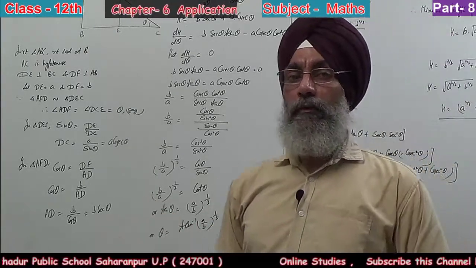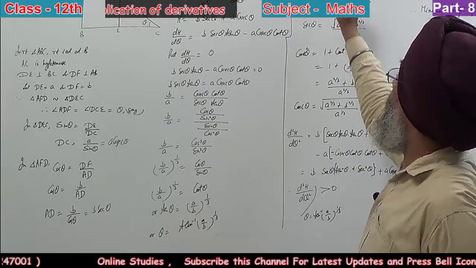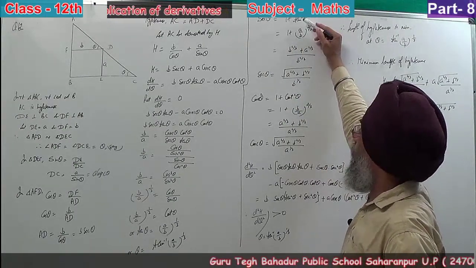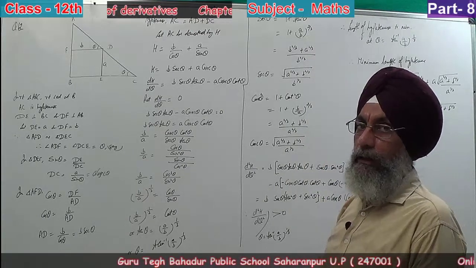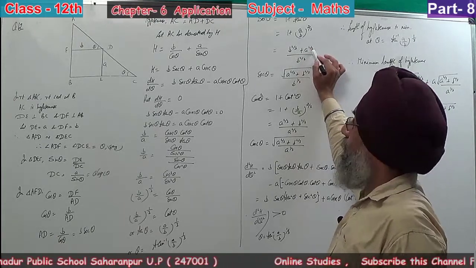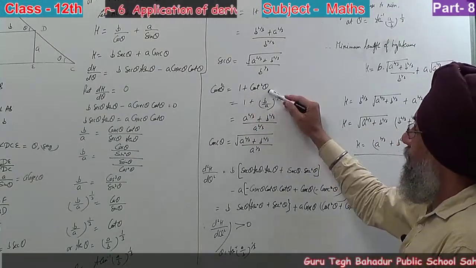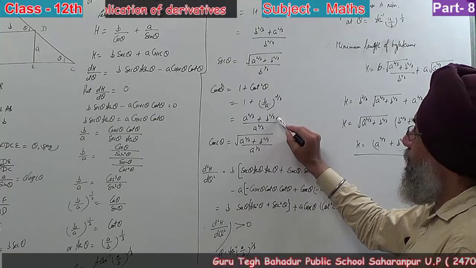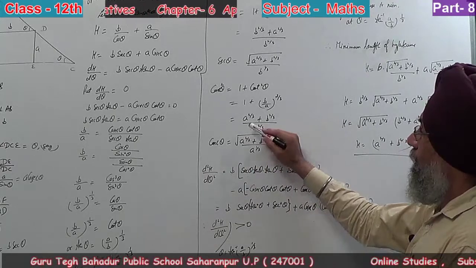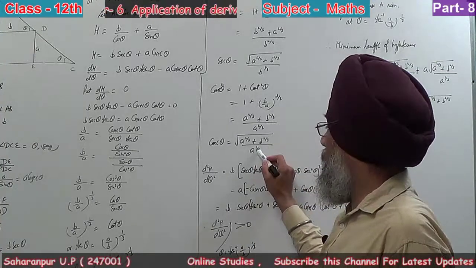Now we find some trigonometric ratios, which are very useful for us in solving these questions. Sec square theta is 1 plus tan square theta. Placing the value of tan as (a upon b) to the power 1 by 3, whole squared, it becomes (a upon b) to the power 2 by 3. Solving this, you get sec square theta is (b to the power 2 by 3 plus a to the power 2 by 3) upon b to the power 2 by 3. Cosec square theta is 1 plus cot square theta. Placing the value here, we get (a to the power 2 by 3 plus b to the power 2 by 3) upon a to the power 2 by 3, and taking the square root, cosec theta becomes square root of (a to the power 2 by 3 plus b to the power 2 by 3) upon a to the power 1 by 3.